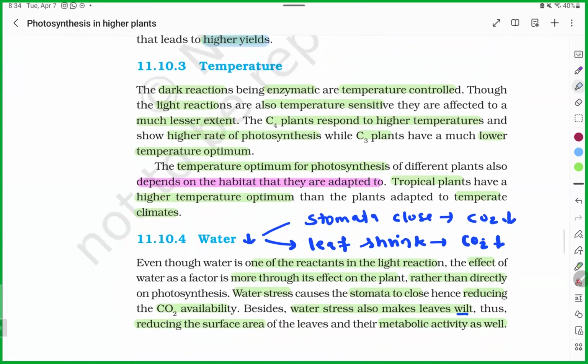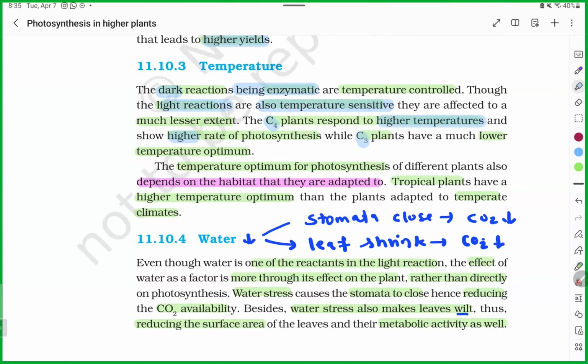Temperature. Dark reactions are controlled by enzymes, and enzymes are always controlled by temperature. Chemical kinetics chapter of chemistry: speed of the reaction is controlled by the temperature. Correct? Even light reaction is very sensitive to the temperature. But dark reaction has more enzymes, so dark reaction is more affected by the temperature. Correct? C4 plant can tolerate high temperature, so they are not affected and they show a high rate of photosynthesis.